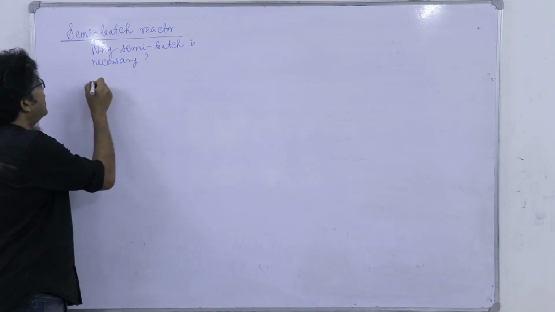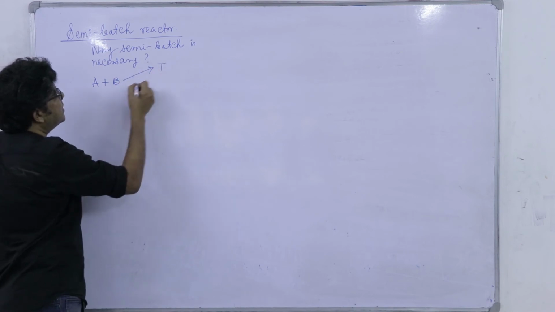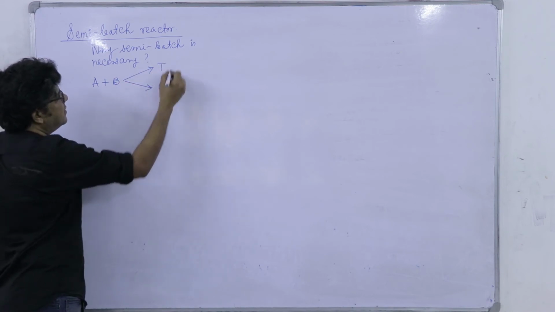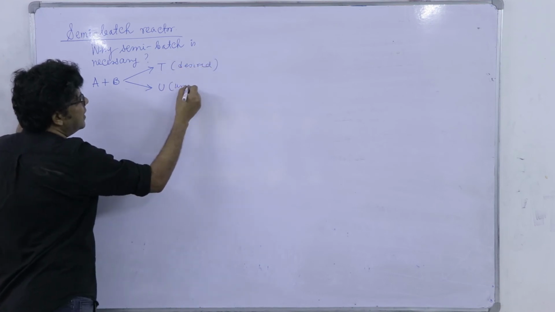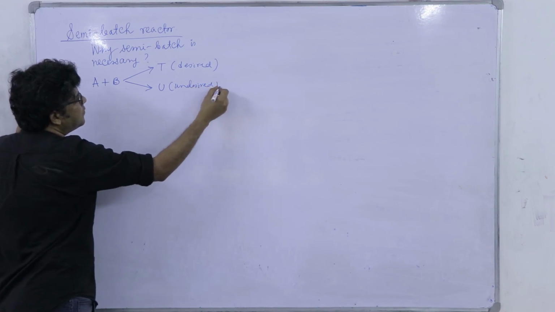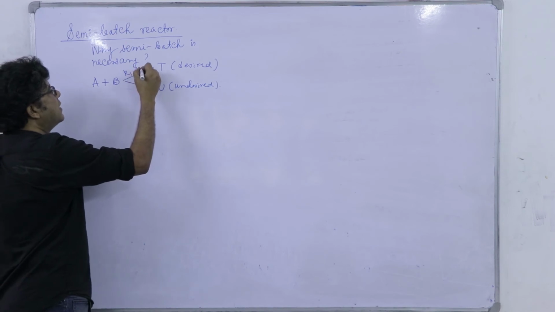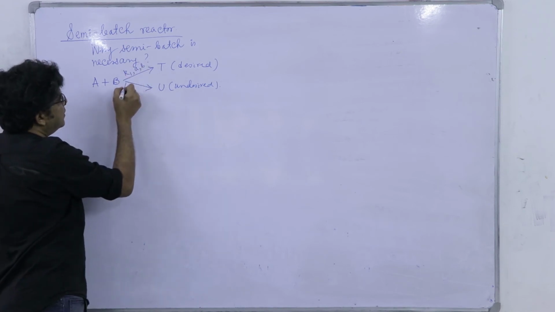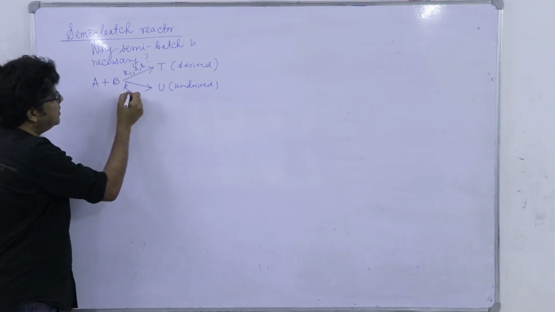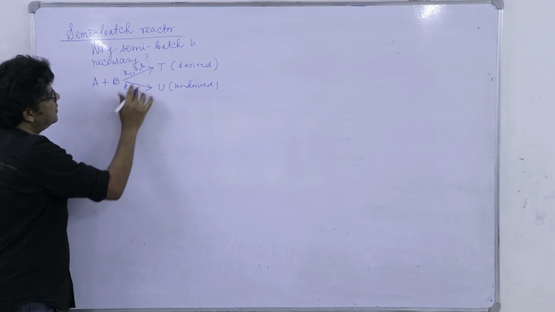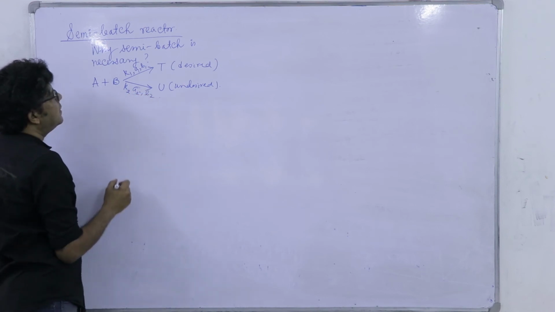See, I have a reaction A plus B giving T and U. It is a competitive parallel reaction, where this is the desired product and this is undesired, right. So, here the rate constants are K1, K2, and the exponents are the orders: A with respect to capital A and B with respect to capital B. Here this is A1 and B1, and this is A2 and B2.